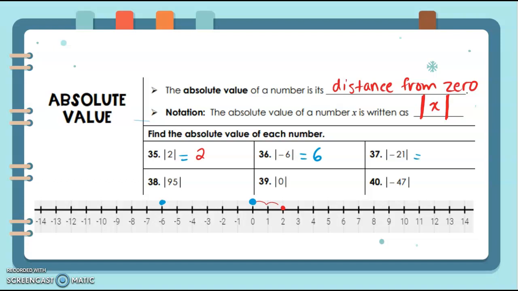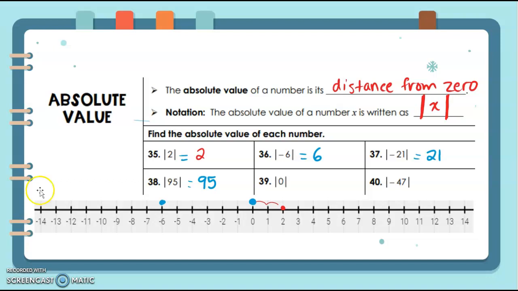Then we have negative 21, and you guessed it, it's 21 spaces away. Absolute value is always positive, again, because distance is always positive. Absolute value of 95 is 95. So we're not talking opposites here. We're just talking the distance from 0, which is always positive.